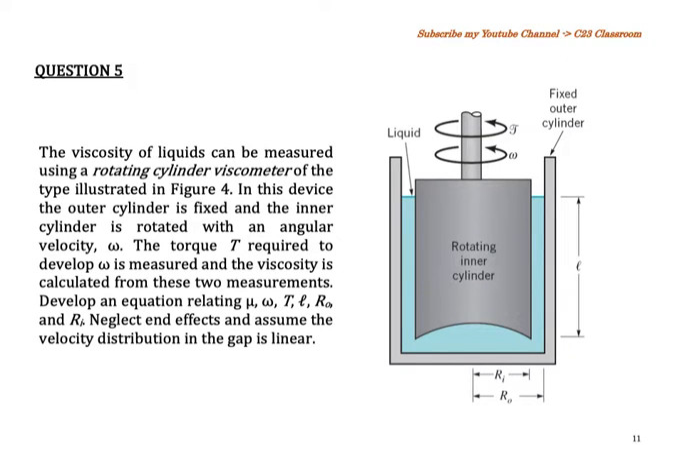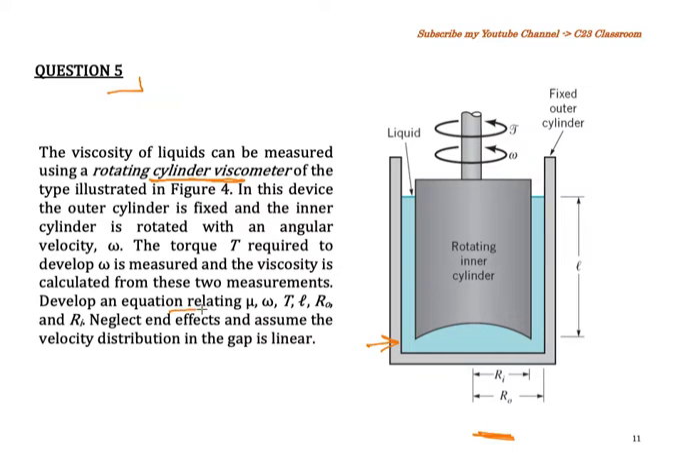This is question number 5. The viscosity of liquid can be measured using a rotating cylinder viscometer of the type illustrated in figure 4. In this device, the outer cylinder is fixed. So this is the fixed outer cylinder, and the inner cylinder is rotated with an angular velocity omega. The torque T required to develop omega is measured, and the viscosity is calculated from these two measurements.